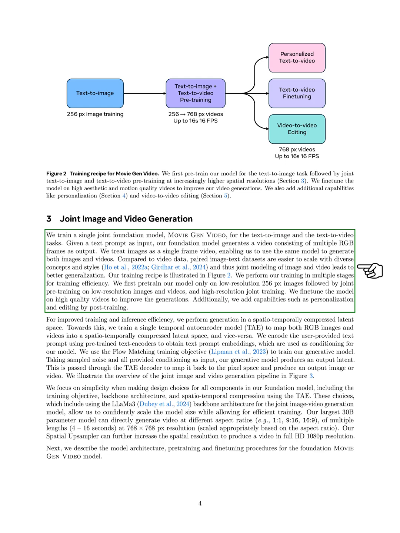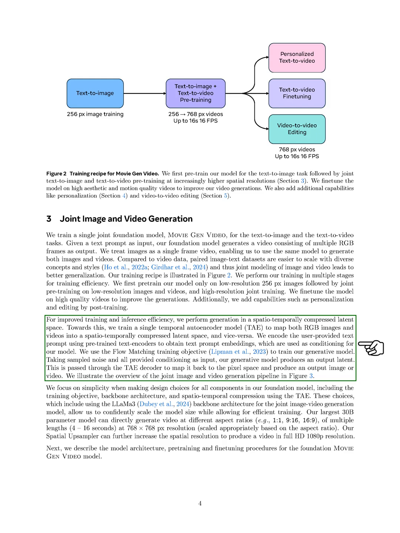Our training process is organized into several stages for efficiency. Initially, we pre-train the model on low-resolution images, then proceed to joint pre-training with both low-resolution images and videos, followed by high-resolution training. We fine-tune the model on high-quality videos to enhance the output. Additionally, we incorporate features like personalization and editing through post-training.